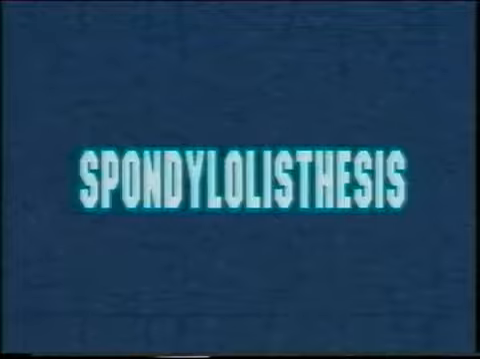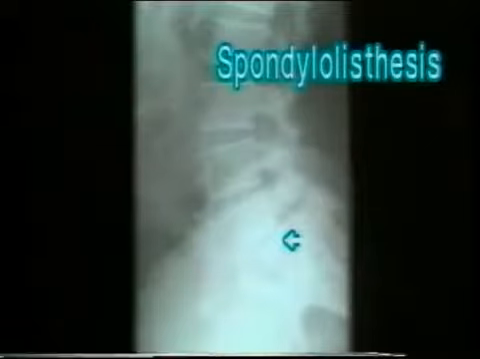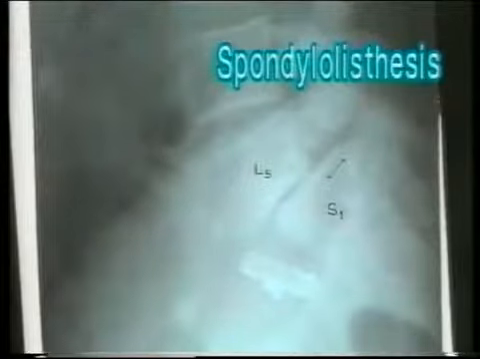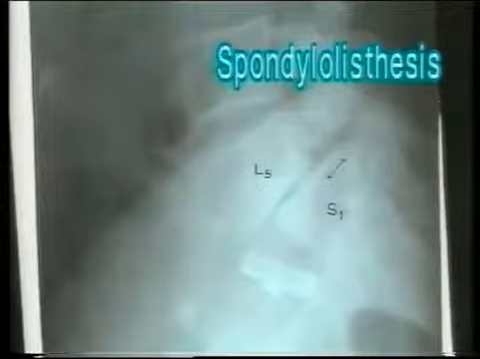Spondylolisthesis. Spondylolisthesis is a forward slipping of a vertebra over the vertebra below it. It is most common at L5-S1 and L4-5 sites. This X-ray shows spondylolisthesis at the L5-S1 level. The fifth lumbar vertebra has slipped forwards by more than 1 centimeter over the first sacral vertebra. This produces a step in the spinal canal, and by stretching the spinal roots produces backache and root pains.